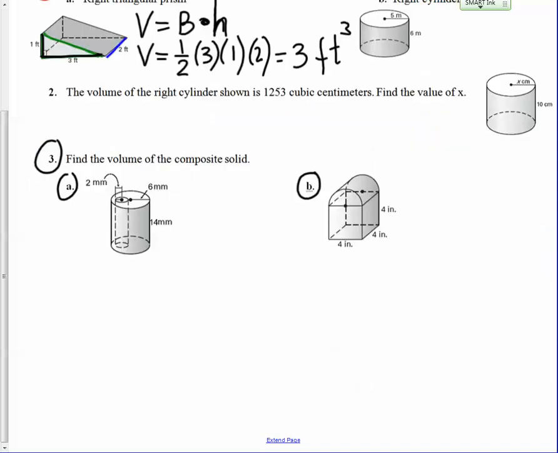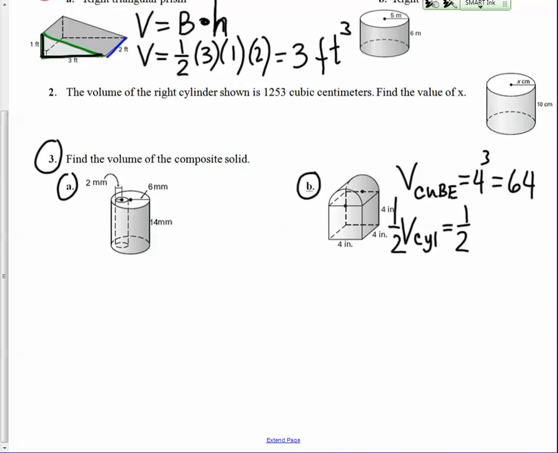Let's do 3b together. You can recognize there is a cube and half of a cylinder on the top. The volume of the cube is side times side times side, which is 4 cubed equals 64. Then look at this cylinder. First of all, it's just 1/2 of the cylinder. This is really important, please.